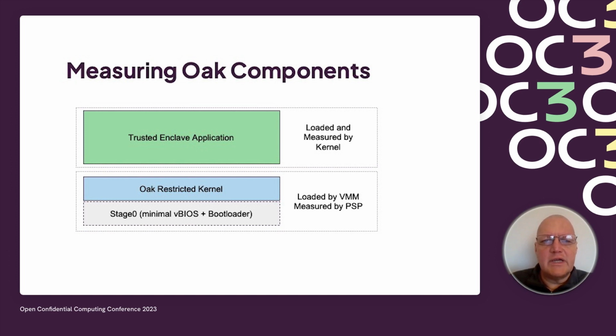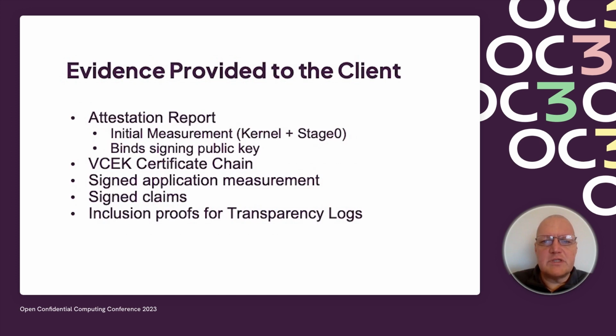To allow the client application to make trustworthy decisions on whether a specific application instance is trustworthy, we have to provide it with the appropriate evidence. This includes the attestation report. The measurement in the report indicates which versions of the kernel and stage 0 were loaded. It also provides evidence of the validity of the key that the kernel uses to sign the application measurement. It in effect becomes a non-standard format for a certificate for this key.